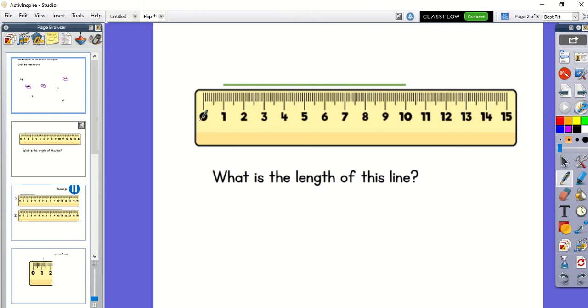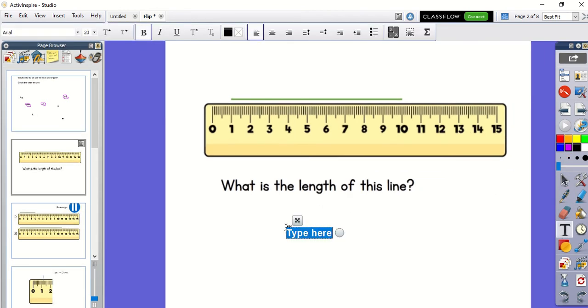So it's going up in centimetres, all the way from 0 to 15. And I want to know what the length of this line is. Now some of you might look at where it ends and say, oh, it's 10 centimetres. But if you look carefully, it doesn't actually start at 0. If it started at 0 and gone up to 10, it would be 10 centimetres, but it actually starts at 1. And if we count along, it goes 1, 2, 3, 4, 5, 6, 7, 8, 9. So it's actually only 9 centimetres long.